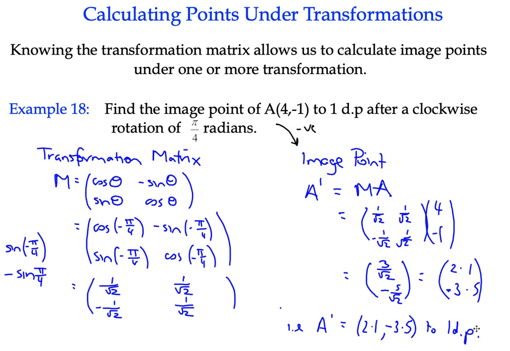Okay, so that's how we do it. We find the transformation matrix, or matrices if there's a series of compound transformations. Find that one overall matrix and multiply it by your original points, and that'll give you your image point. Okay, I hope that's been helpful.